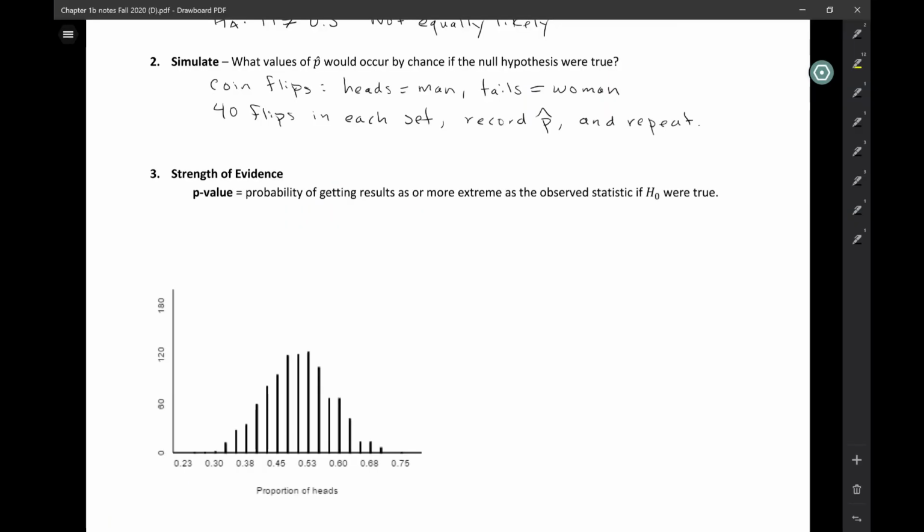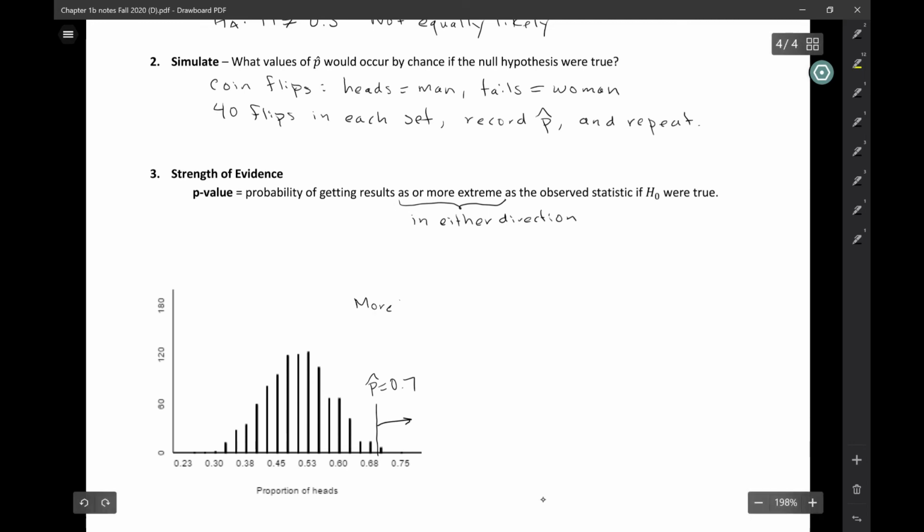It may help here to come back to our definition of a p-value: the probability of getting results as or more extreme as the observed statistic if the null hypothesis were true. So notice this language, as or more extreme. This allows that it could be greater than, less, or it could be in either direction, right? It could be more extreme in either direction. This is actually why we call this a two-sided test, because when we go to find our p-value, we find our sample statistic, p hat equals 0.7, and we shade everything in that direction.